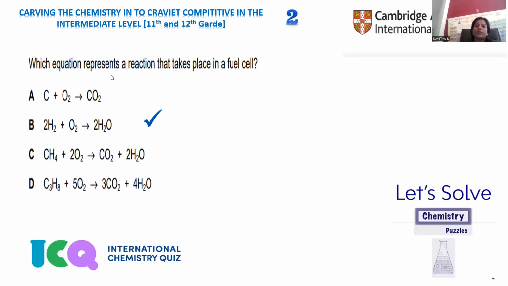Question number 2, which equation represents the reaction that takes place in a fuel cell? A fuel cell is the kind of system where a chemical reaction, carried out by the continuous supply of the fuel, can be transformed into electrical energy, right? So fuel energy gets converted into electrical energy, and that is said to be a fuel cell. As long as we are supplying the fuel, electrical energy generation will be possible. That is the principle involved in a fuel cell.